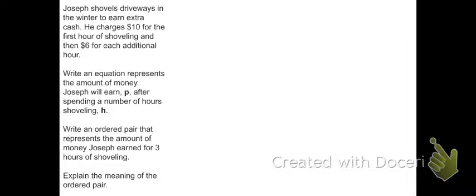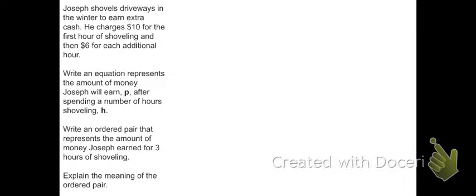Here it says Joseph shovels driveways in the winter to earn extra money. He charges $10 for the first hour of shoveling and $6 for each additional hour. They want us to write an equation that represents the amount of money Joseph will earn using P as a variable after spending a number of hours shoveling. So H is the number of hours.